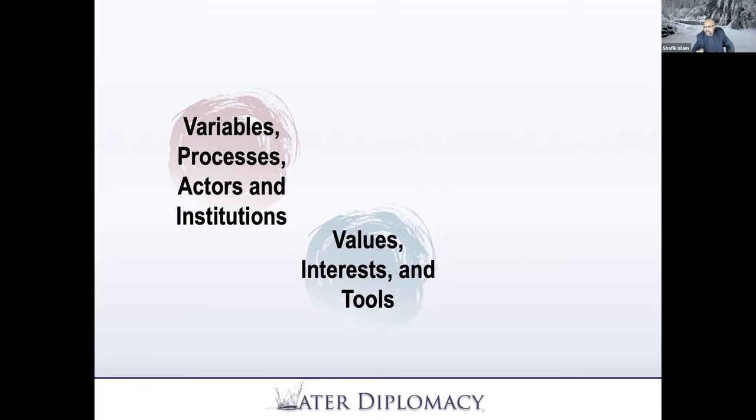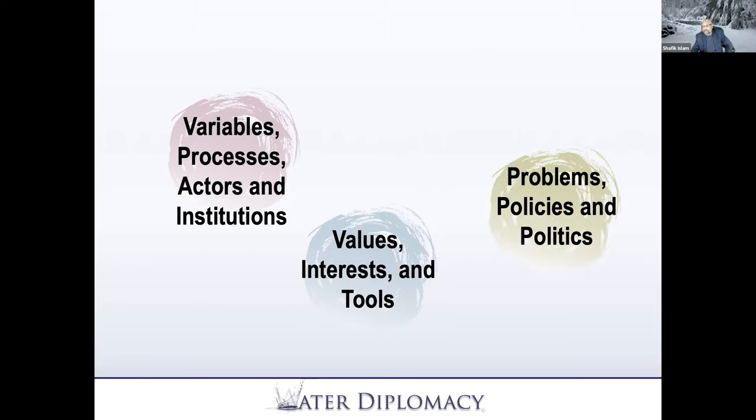Then you have problems, policies, and politics. What we argue is that these things have to come into place. You have a problem, you have a policy, you have a politics. Unless these three are aligned properly, you're not going to get a solution that will be resilient and sustainable. Just think about what happened really between January 20 and today's April 27th.